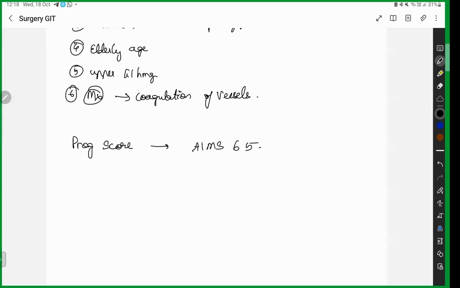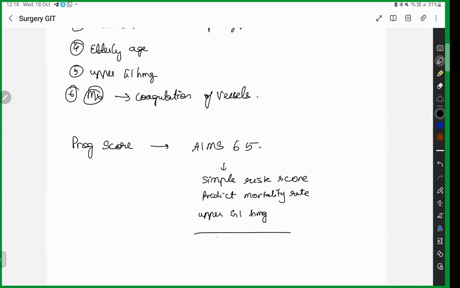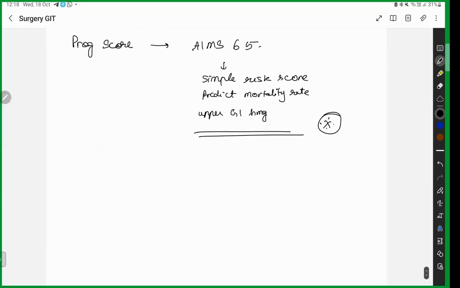Patient comes to you with a GI hemorrhage. So AIMS 65 is nothing but a simple risk score, which is going to predict the mortality rate in patients with upper GI hemorrhage. This is a very important thing, guys. I want you all to remember. What is the AIMS 65 full form? I'll tell you one by one.